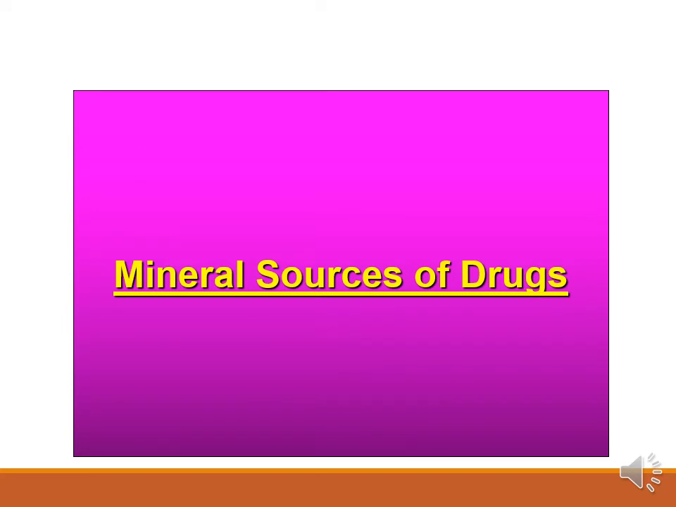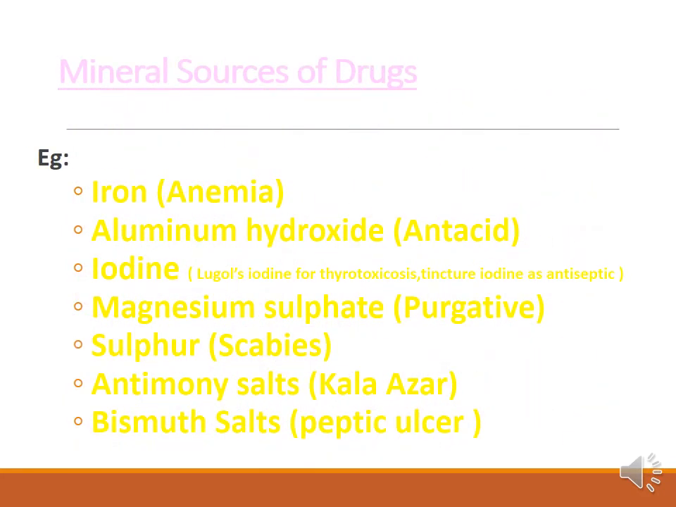Then comes mineral sources. Natural sources में हमने कितने किए हैं? पहले we discussed about plant sources, then we discussed about animal sources, and now the mineral sources of the drug. The very first mineral used for therapeutic purposes was mercury, and mercury was used for treating syphilis.